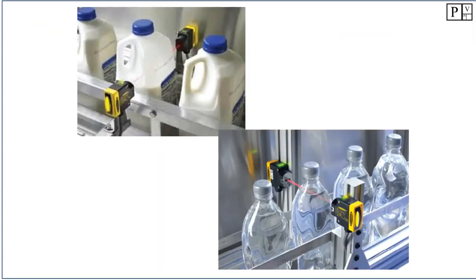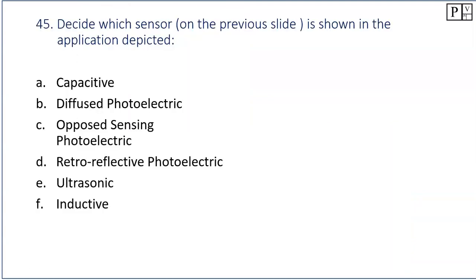Okay, next one. Looks like we're looking at milk cartons or water bottles going through. Again, it looks like we have a transmitter and a receiver on the other side. We can see that red LED, so we know it's a photoelectric sensor. So this one is the one where we have a receiver on the opposite side. So this is the opposed sensing photoelectric sensor.